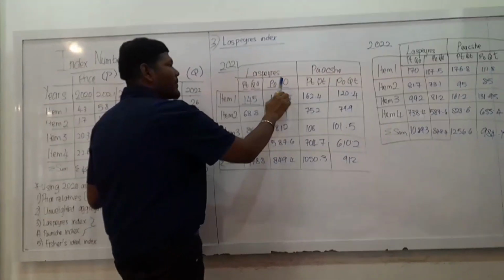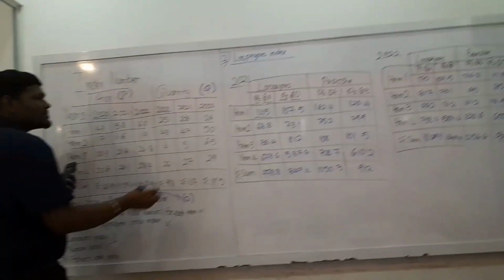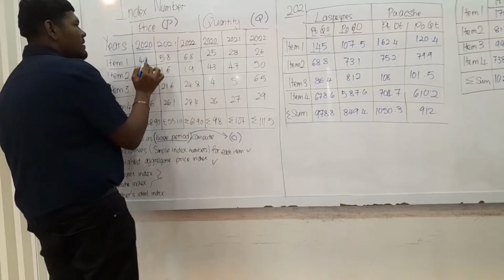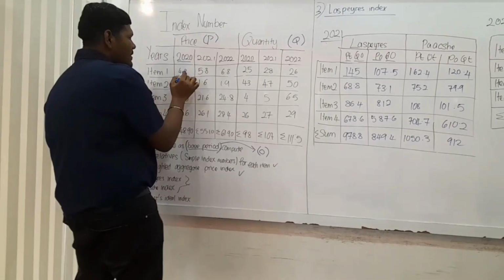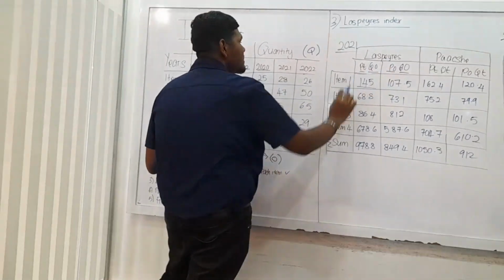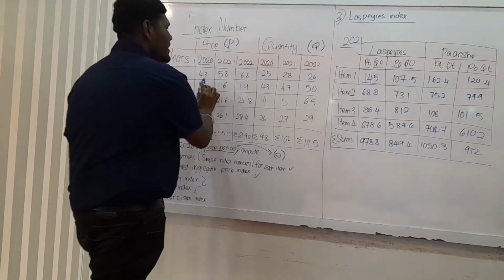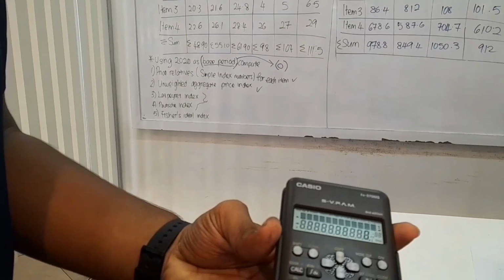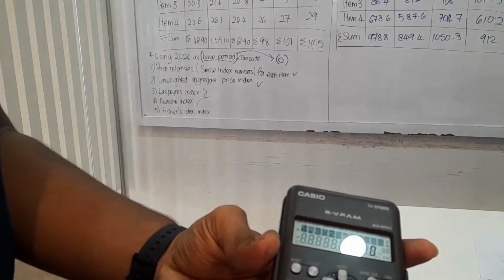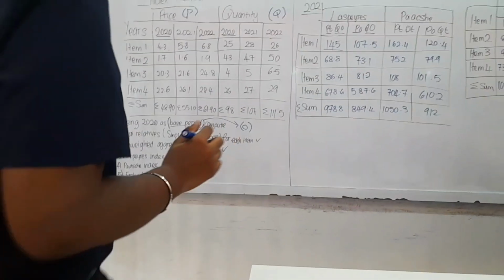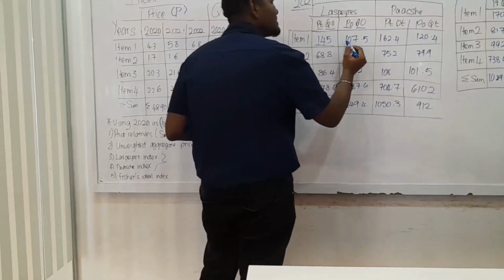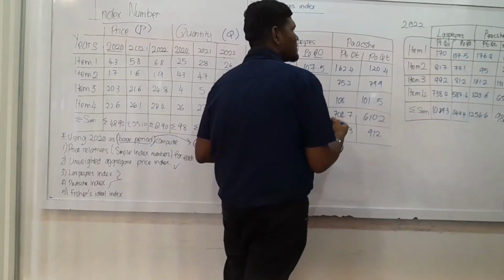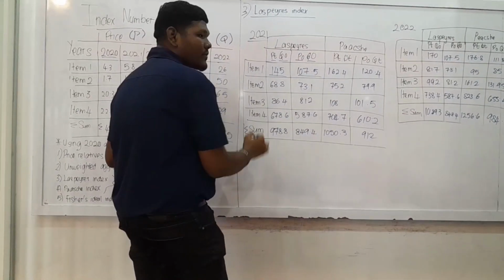Same goes to this also. This is PO and QO. For 2021, both are base. So price of the base year and quantity of the base year: 4.3 times 25. Let's do the calculation again. 4.3 times 25 is 107.5, which means the answer is the same. Do the same method for the rest. So for the Laspeyres price, we have completed this part.